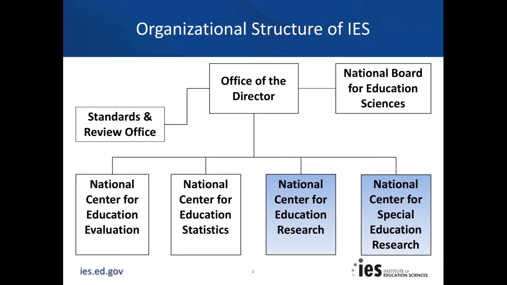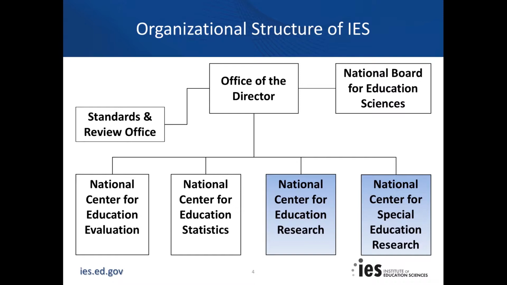In this slide, you see the organizational structure of IES, with the Office of the Director and the National Board for Education Sciences at the top. In the two shaded boxes, you see the two research centers, National Center for Education Research and National Center for Special Education Research, and Alan and I are program officers in those centers. But there's also two other centers.